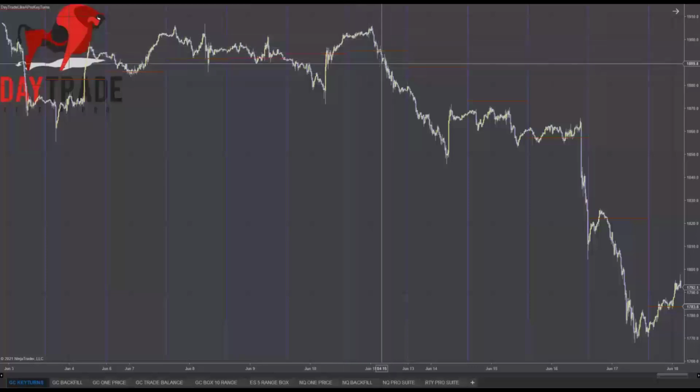And now we're trading below key turns. And I think this is relevant coming into here. So if you look at this, we're below key turns. So we're primarily looking for sell opportunities.